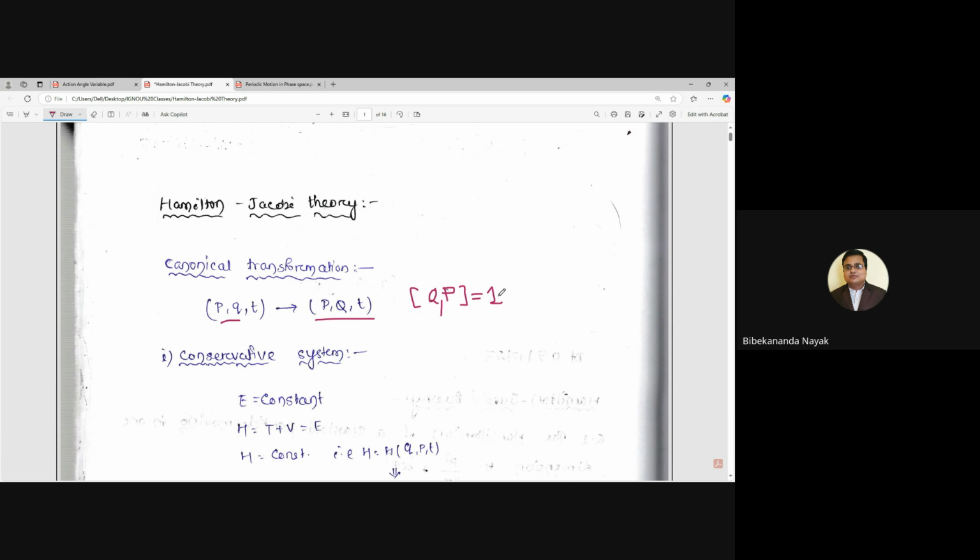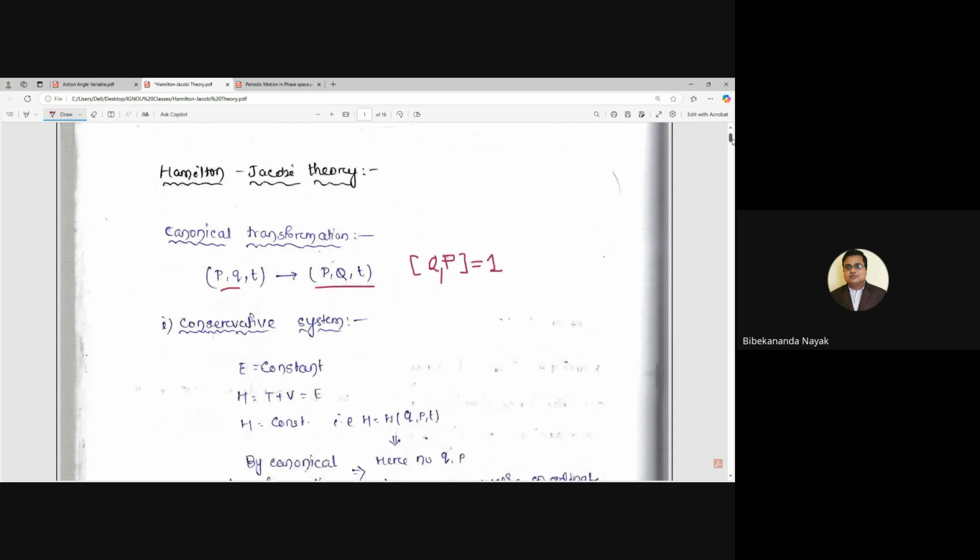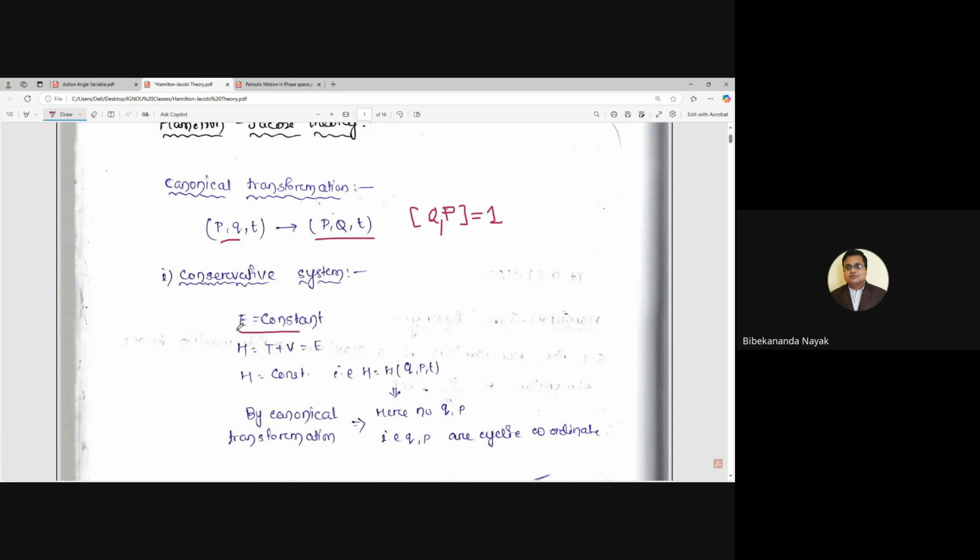There are basically three ways commonly used to test whether a transformation is canonical or not. Physically, canonical transformation means Hamilton's equations of motion remain invariant. The form of those equations will remain the same in both sets of coordinates. We already know about conservative systems. For a conservative system, energy is a conserved quantity, and that energy is equal to the Hamiltonian.